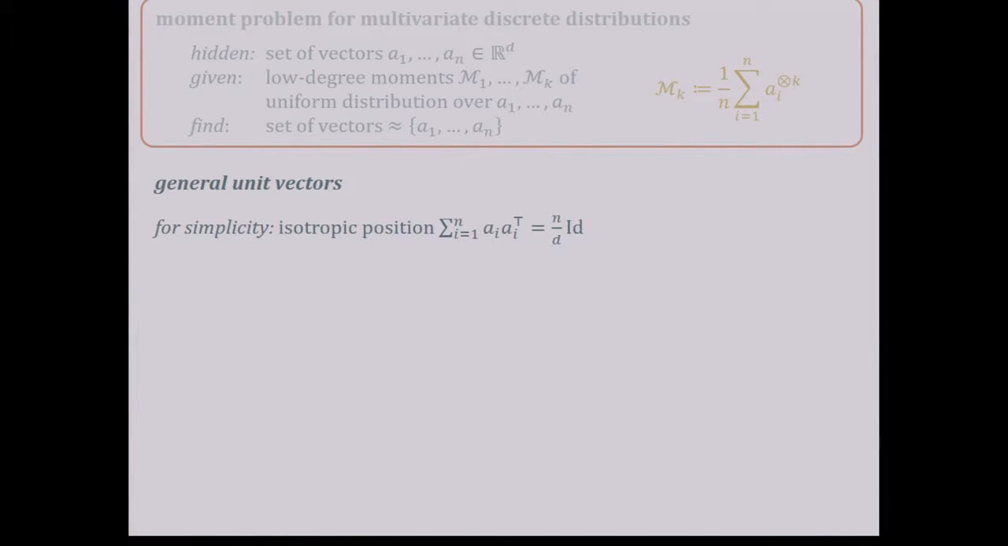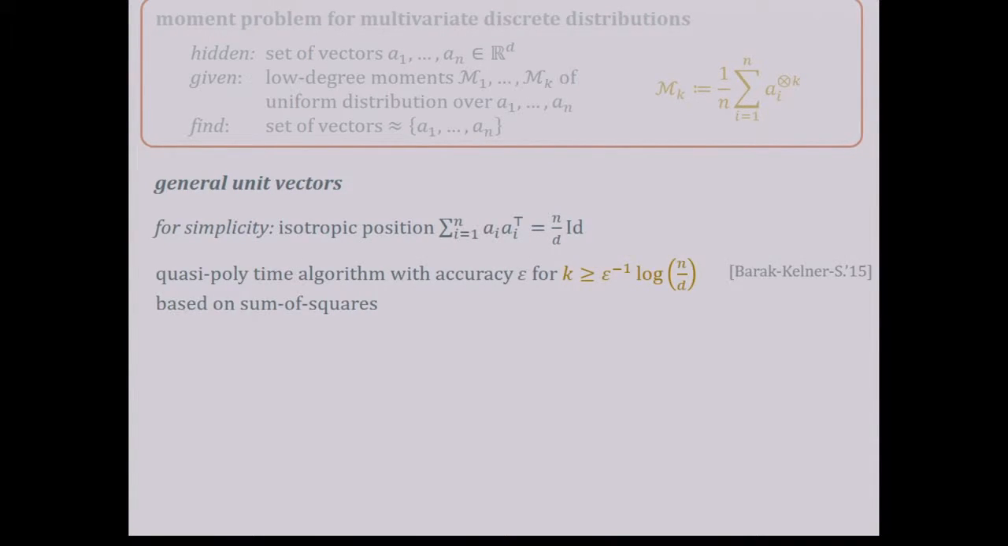Finally, what can we do if we don't make any assumptions about the vectors? Suppose that we have completely general unit vectors, and just for simplicity, assume that we put them into isotropic position. Now, I told you before that this problem is NP hard, so you would expect that you shouldn't be able to do anything if you don't make any assumptions about the vectors. But it turns out that in this viewpoint in terms of these inverse problems, it still makes sense to ask this question, because what we do is we fix the vectors. Now we ask how large do we have to choose the number of moments in order for us to be able to recover the vectors.